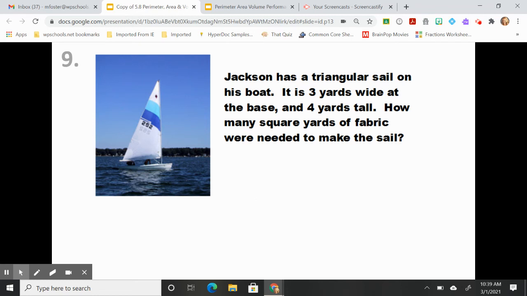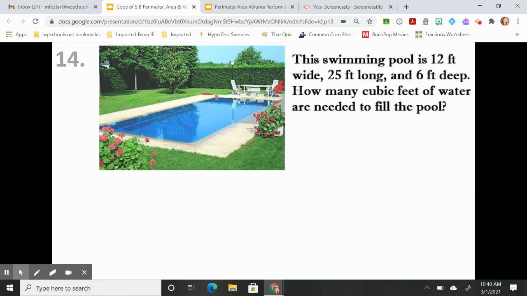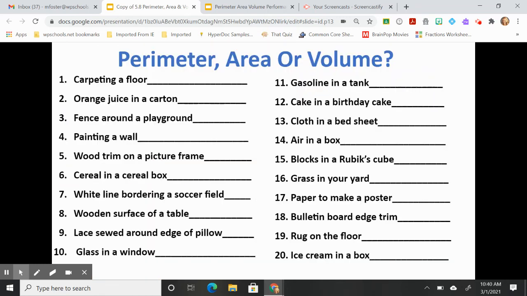Okay. If you were putting a sail on a sailboat, you would have to know how much fabric to buy. That would be, are you filling the sail with fabric? Are you just putting fabric around the edge? Area. Anytime you're talking about something that is flat and that covers something, you're talking about area. All right, I'm going to skip ahead a little bit and we will practice this.